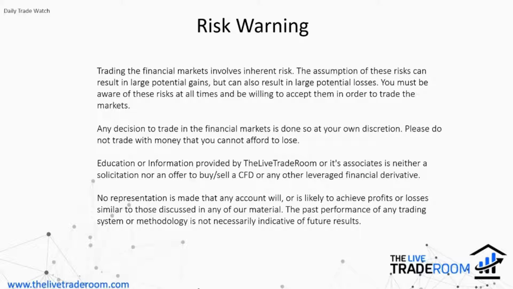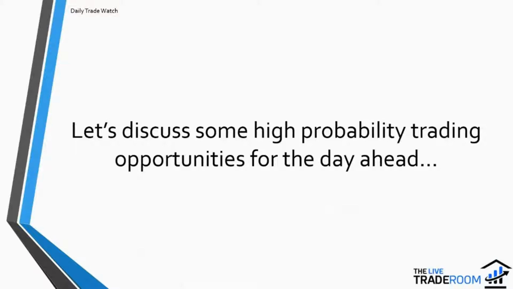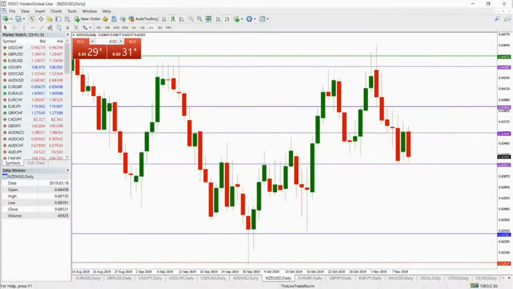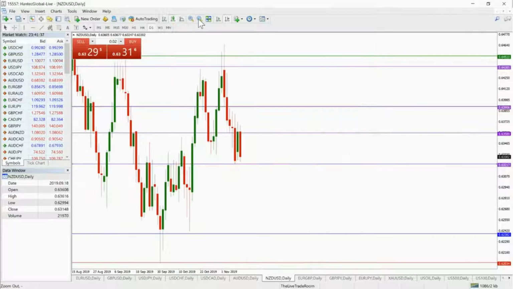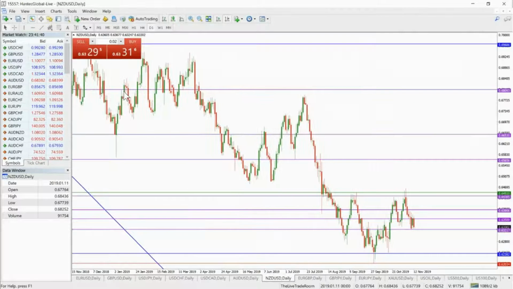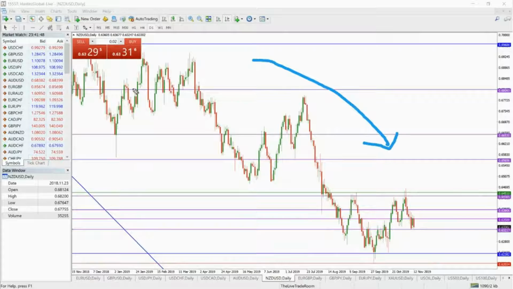Let's get into looking for some high probability trading opportunities for the day ahead. For this, we'll get up our trading platform. As the title suggested, we're looking very closely at the New Zealand dollar. What I want to share with you is the directional bias is clearly to the downside. We're moving from, broadly speaking, top left to bottom right. There are really significant swings within that, but what we're talking about is a market that's moving to the downside.